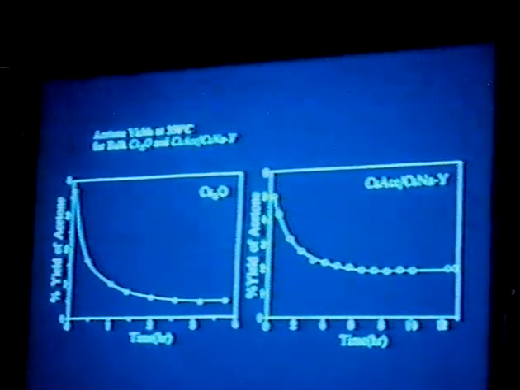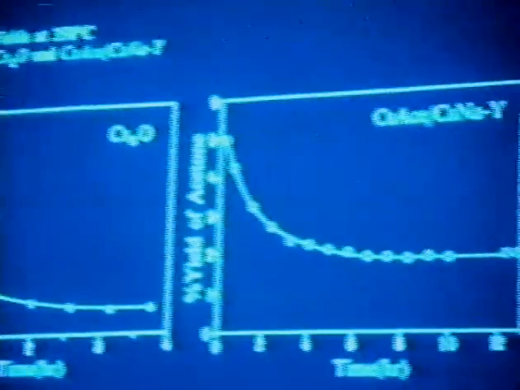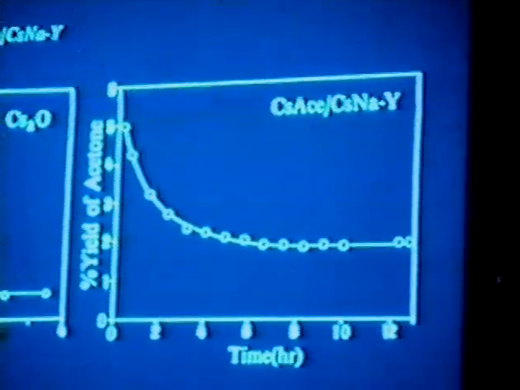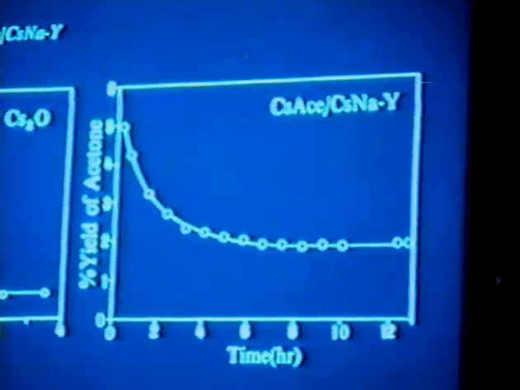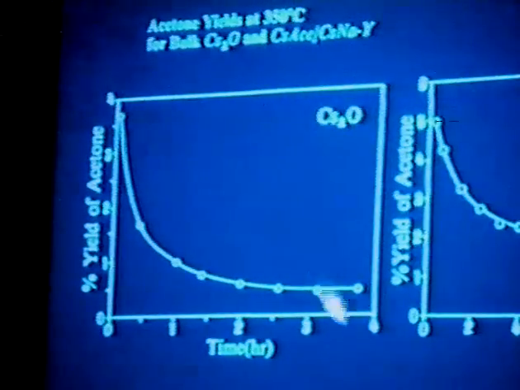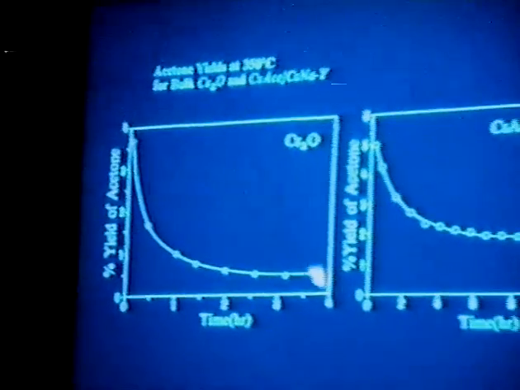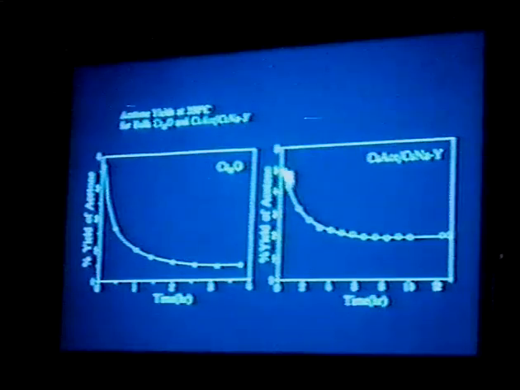I'd like to draw 2 points from this particular figure. These were bulk cesium oxide and our supported cesium acetate on Y materials, done at 350 degrees, showing acetone yields. And the point is, firstly, that cesium oxide, in fact, is active in isopropanol decomposition to acetone. Secondly, we see a similar startup behavior. You see this one deactivates over a period of 3 to 4 hours, and after a period of 8, it's completely gone. However, you see a deactivation up to 4 hours, and then a steady state occurring for our Y material.